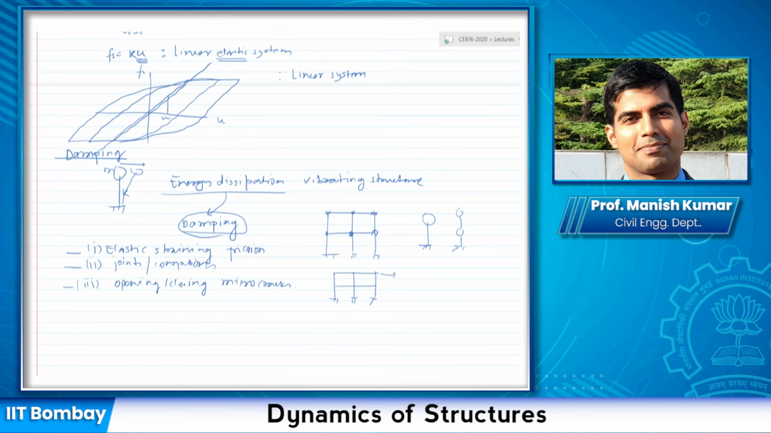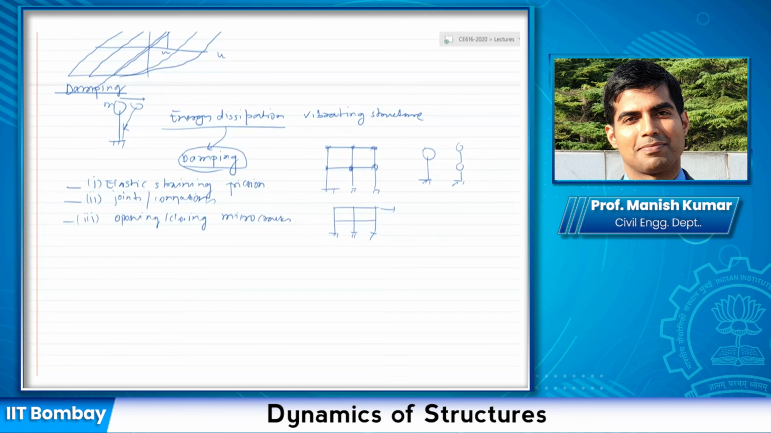And in a real structure, there could also be, let us say, a window here, furniture here, and different types of things here. When the structure vibrates, there is interaction between these non-structural components that are inside the structure and the structure itself. So it is also the energy dissipation due to friction between non-structural and structural components.